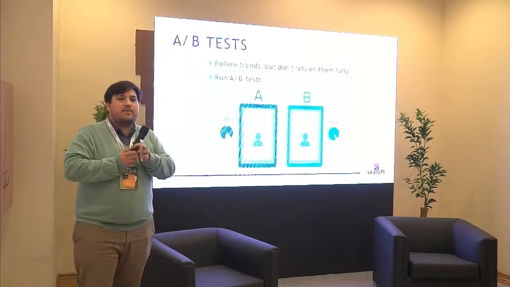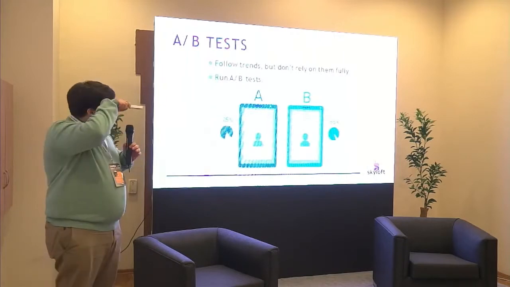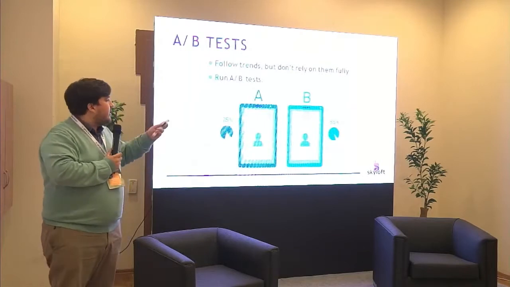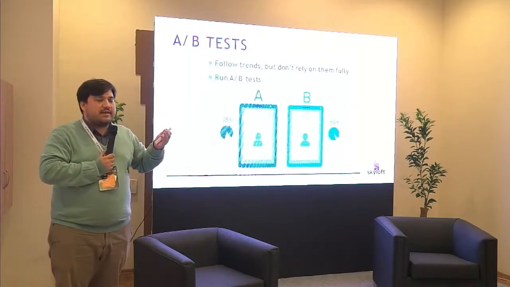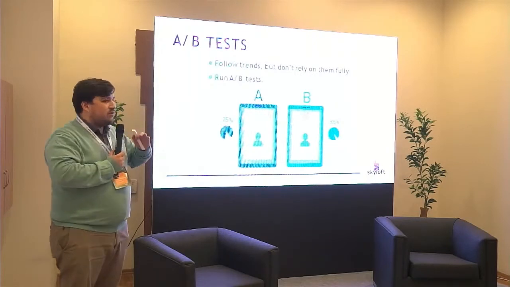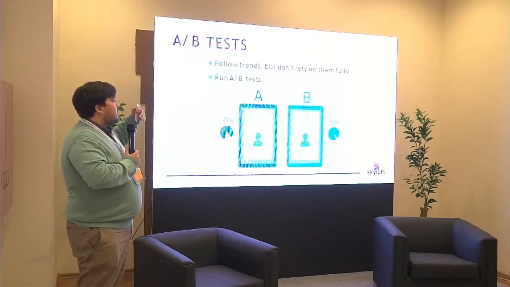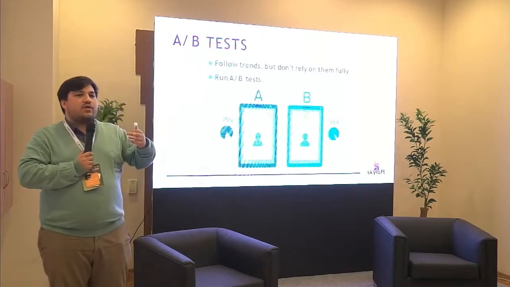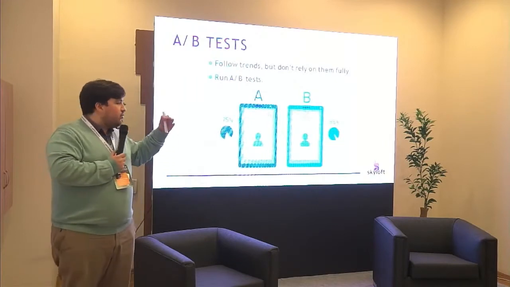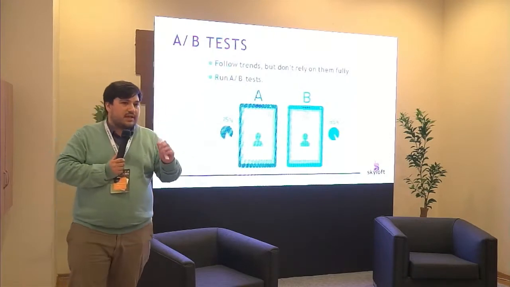A-B test. This is the best part, I love it. We love making A-B tests. A-B anything. If you want to change any ads or something like that, test it A-B. You can use Firebase or even GameAnalytics for that. Run A-B tests. Follow trends, but don't rely on them fully. The trend may be good, but it can die easily. And also, if you make an A-B test and it wins, it doesn't mean it is the best. Do the same test after 2 or 3 months. The results can change.